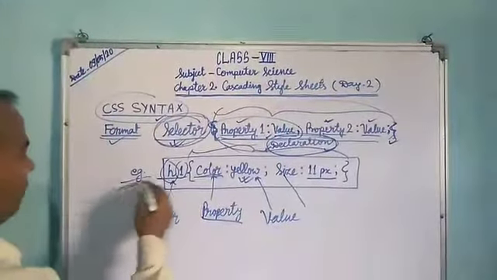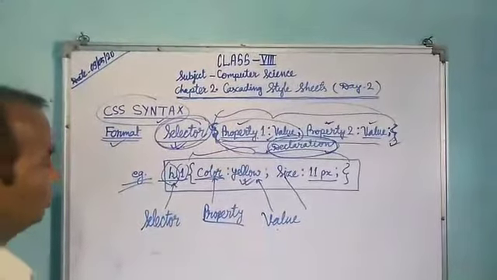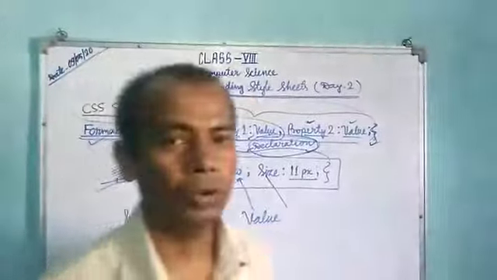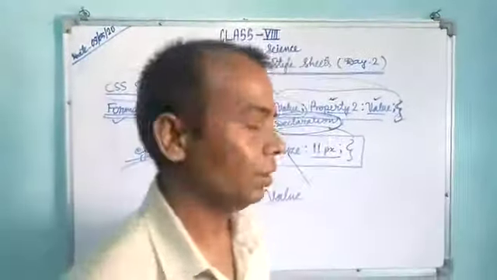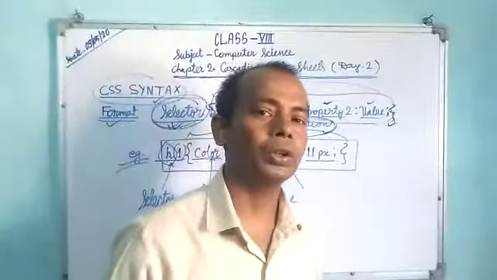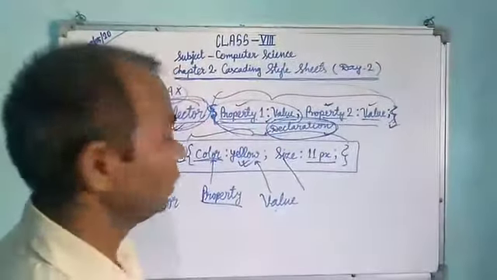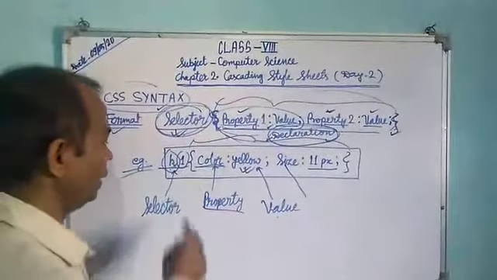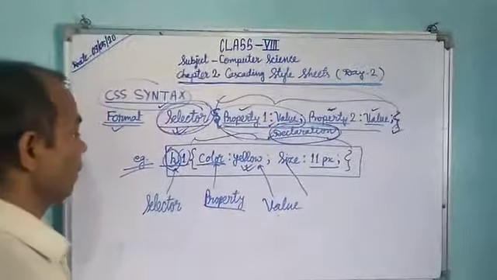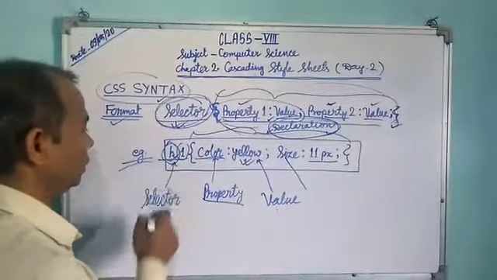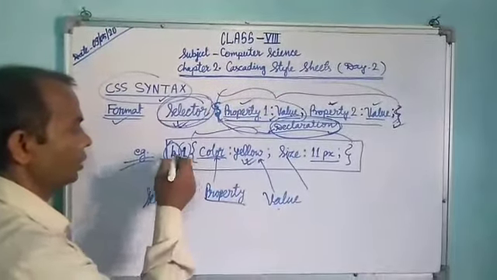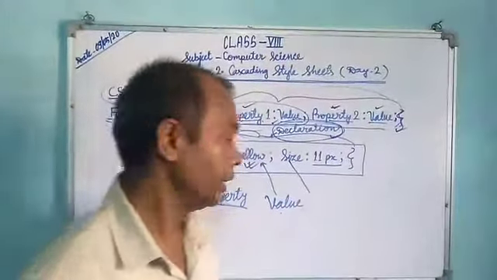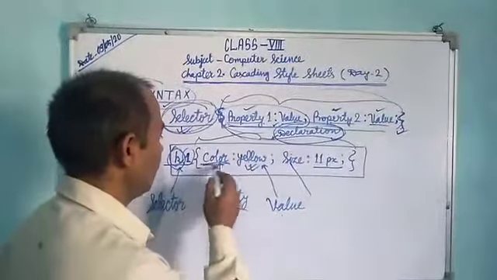Let's see by example. Here is H1. H1 means heading. Whenever we are writing HTML documents, we have to use elements. We have to use the codes. Each and everything is written in codes. So here is H1. H means heading, and the 1 is the size of the heading, which size we are going to select as a heading.